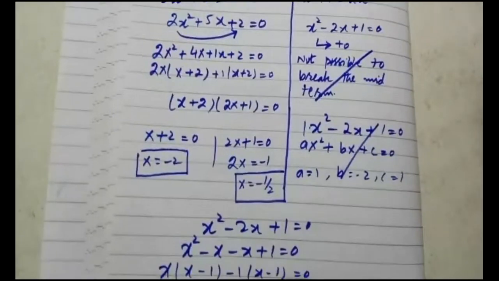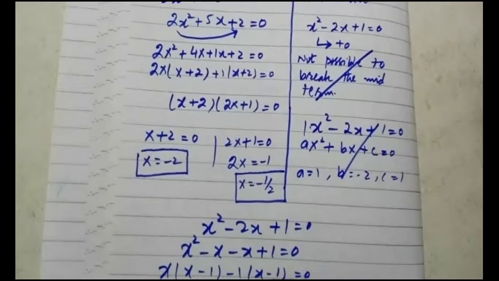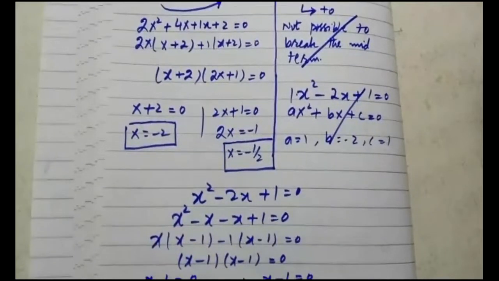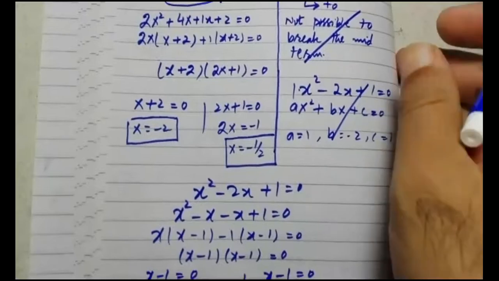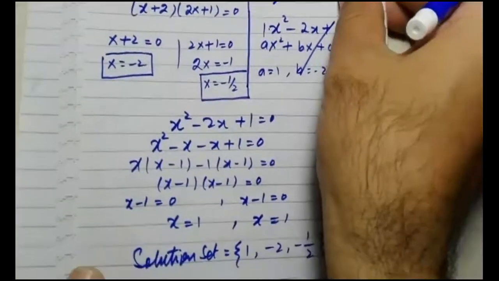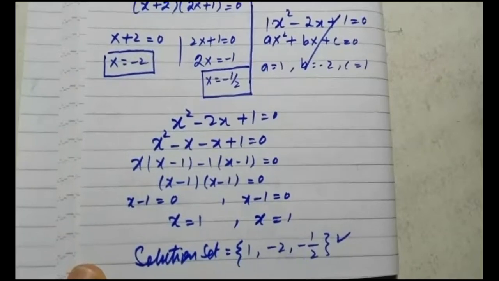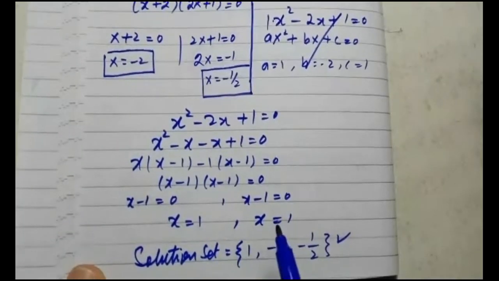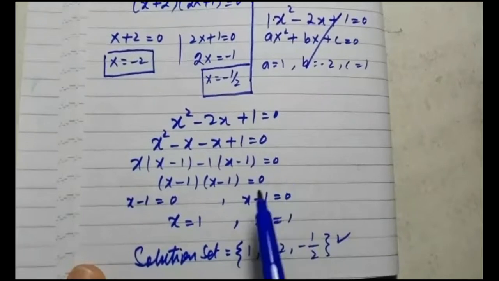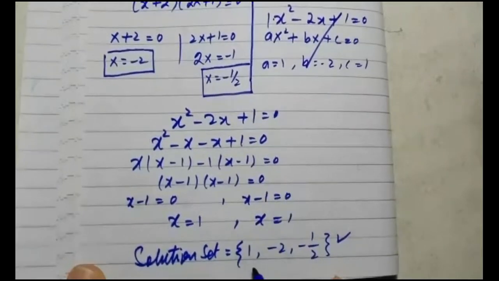From here we are getting only one answer, that is x equals 1. Once you are writing the solution set, you can write one number at a time. Means x equals 1, x equals 1. There are two ones, but you would not write it two times. You will just place it one time in the solution set. So these are the three answers for this question. So it is the end of the question.